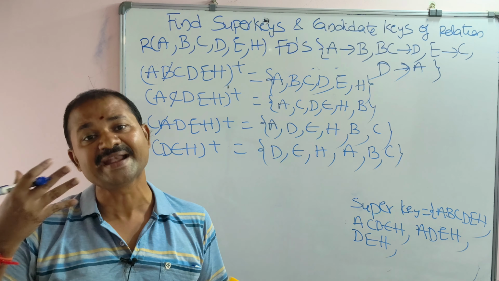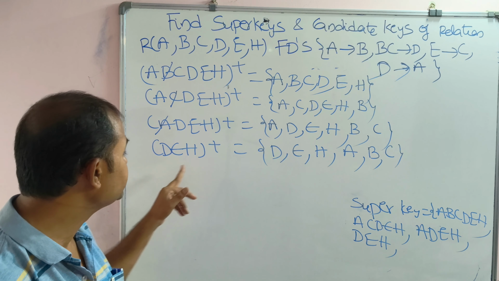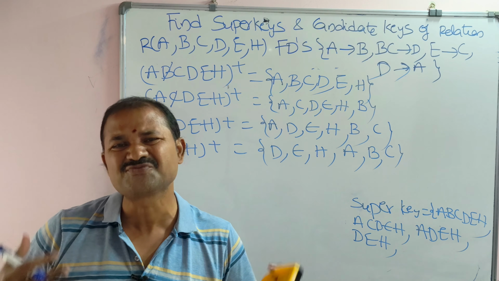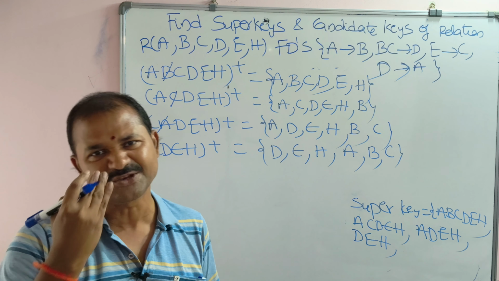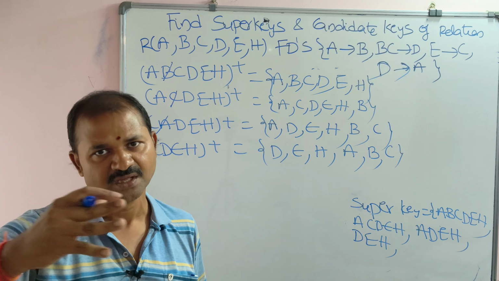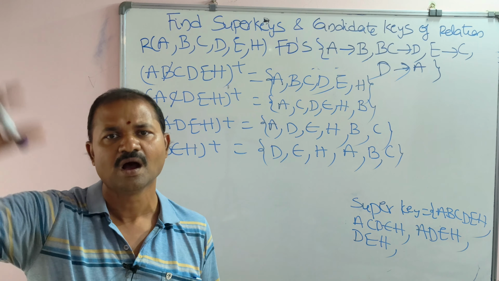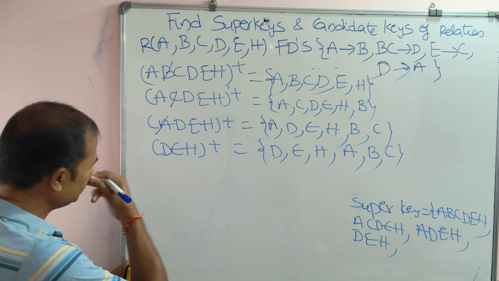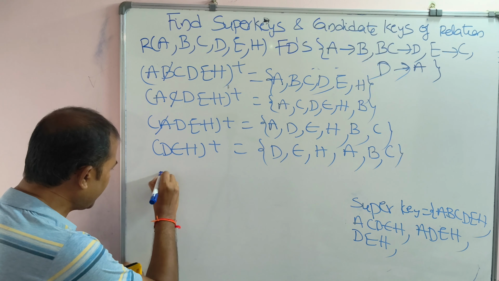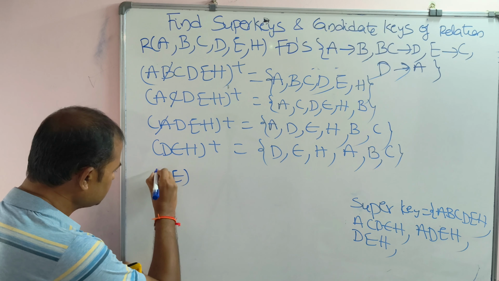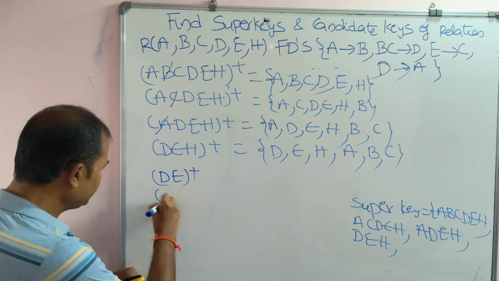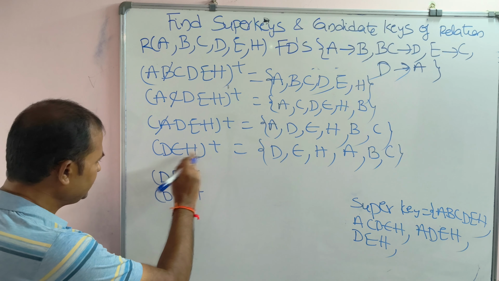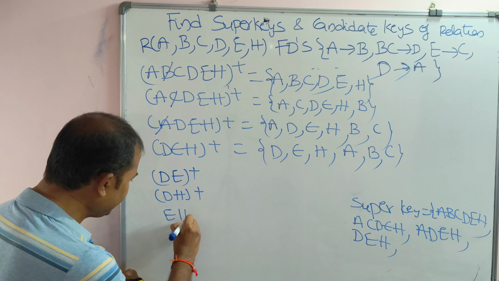But we can't say 100% that DH is the candidate key. Why? Because from DH, we can have so many subsets. So we need to check whether those subsets' closure is producing all the attributes or not. So what are the subsets of DH? With 2 attributes we have DE. So let us find the DE closure. With 2 attributes we have DH. With 2 attributes we have EH.